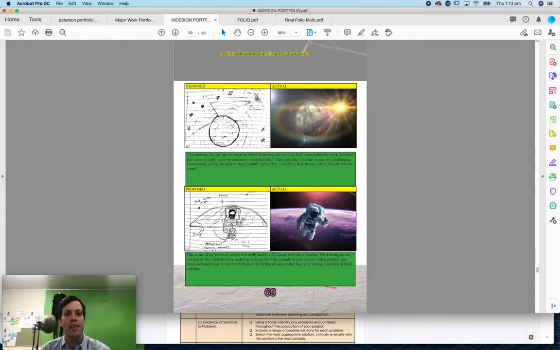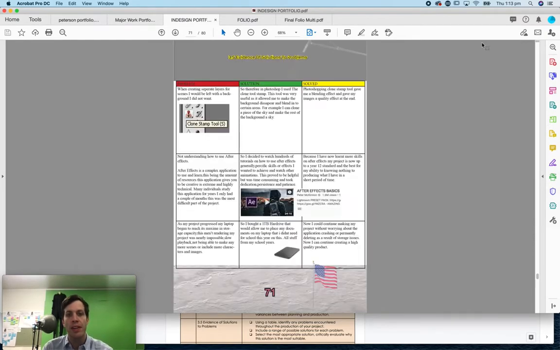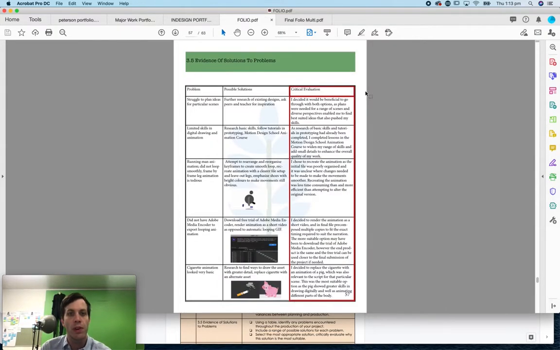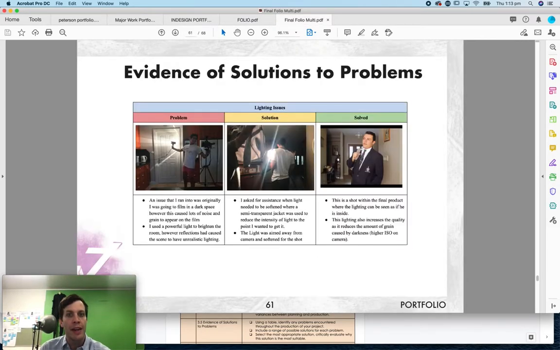Looking then at this person's, you can see past their links, we've got some solutions to problems. So, you know, it continues here. So problem, solution, and then what it ended up with after that. Looking at this student, we've got the problems with finding ideas, further research, and then an evaluation of how it affected it. And then here we've got a really nice visual one. So you can see the problem, its shot, the solution, and then the final shot within the final project of how he solved it using these lights.